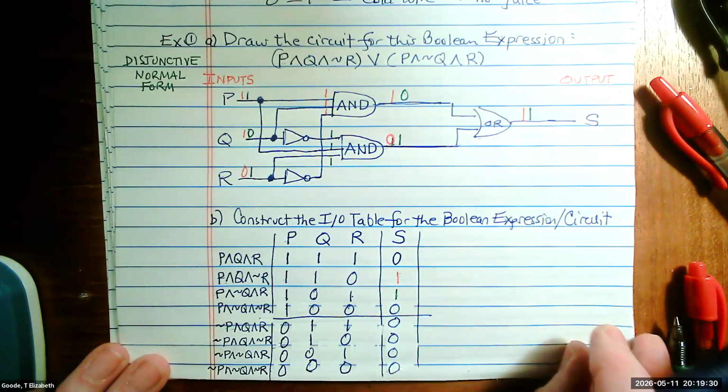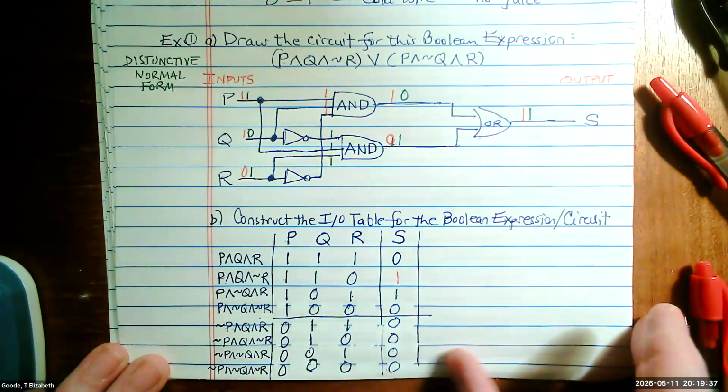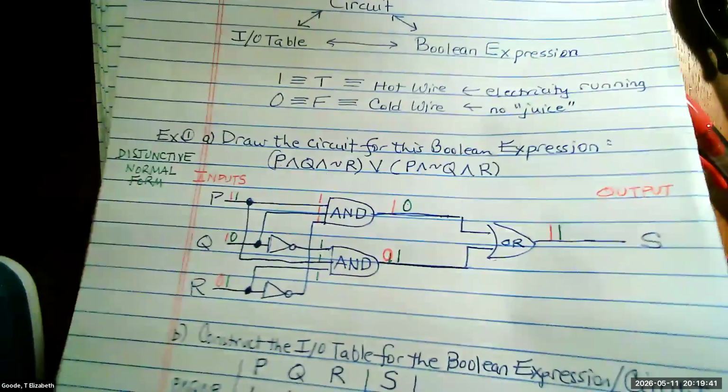Now, it might be that you're simply given the IO table and asked to write the Boolean expression and draw the circuit. So let's do part of that. And do review the class notes because we did a bunch of examples in class notes. And on the test, review your test. I think I gave you an easy one that only had P's and Q's, right? I mean, those only had 4 rows.